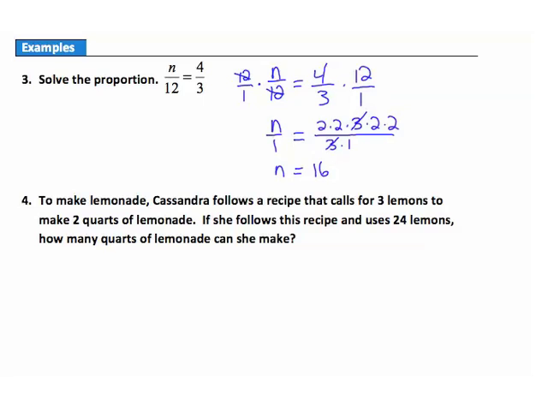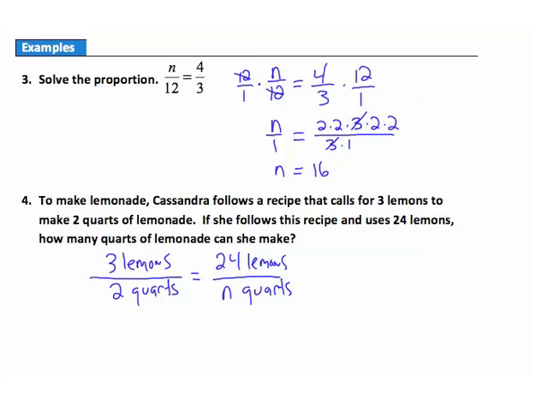Example 2. To make lemonade, Cassandra follows a recipe that calls for 3 lemons to make 2 quarts of lemonade. If she follows this recipe and uses 24 lemons, how many quarts of lemonade can she make? Well, let's start with that first proportion. So we have 3 lemons and 2 quarts. And that is going to equal 24 lemons. And we don't know how many quarts. So that's going to be our variable, and we'll use n for that.